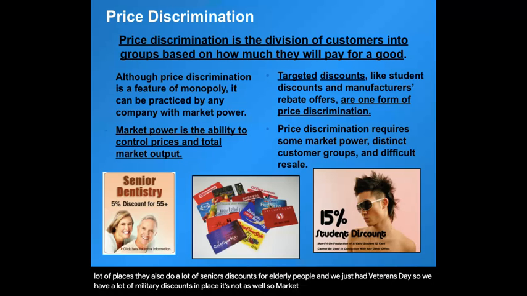So, market power is the ability to control prices and your total market output. They can use targeted discounts like these student or senior discounts, which are one form of price discrimination.